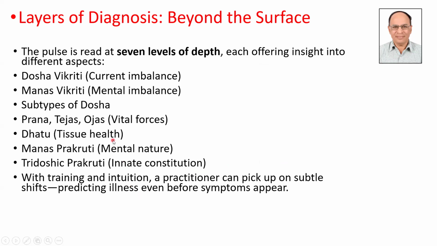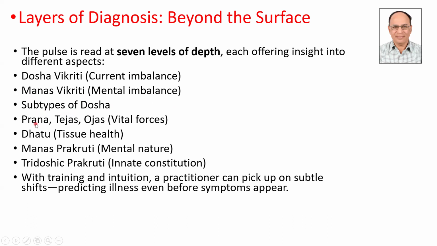Now, layers of diagnosis. The pulse is read at 7 levels of depth, each offering insight into different aspects. Number 1, Nadi Pariksha will give an idea about dosha Vikriti, that is, current imbalance. It can talk about Manasa Vikriti, that is, mental imbalance. It can give you an idea of the subtypes of the dosha. Each dosha has 5 subtypes.